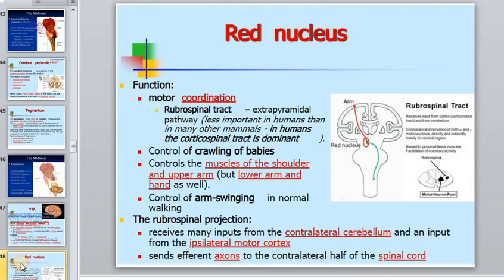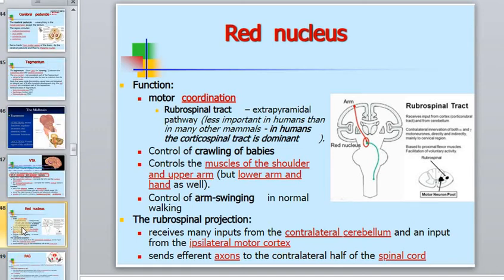and the red nucleus is the next part of the tegmentum, and its function is primarily motor coordination. We have the special tracts, the rubrospinal tracts, extrapyramidal pathways, and for humans it is less important than in many other animals. In humans the corticospinal tract is dominant because the cortex is dominant everywhere. It controls crawling of babies, controls the muscles of the shoulder and upper arm, but lower arm and hand as well.